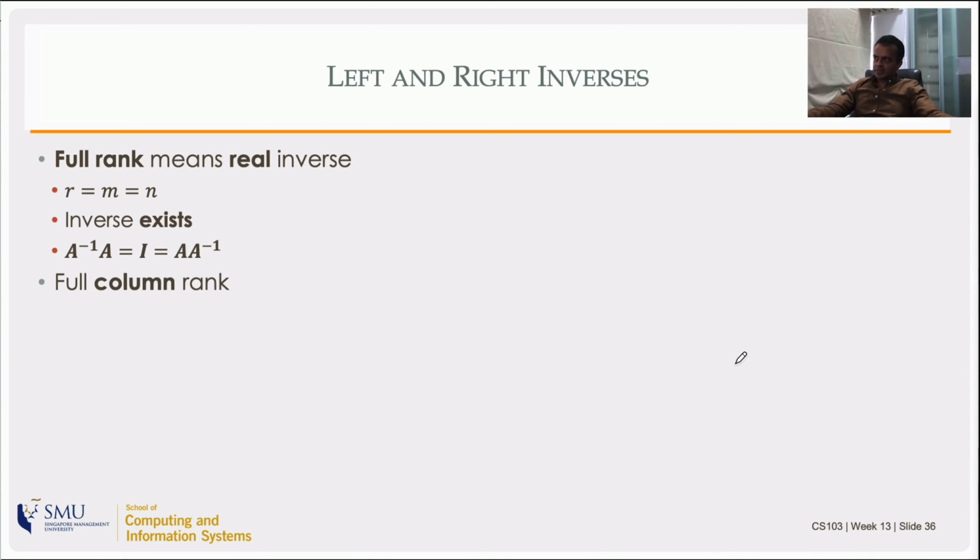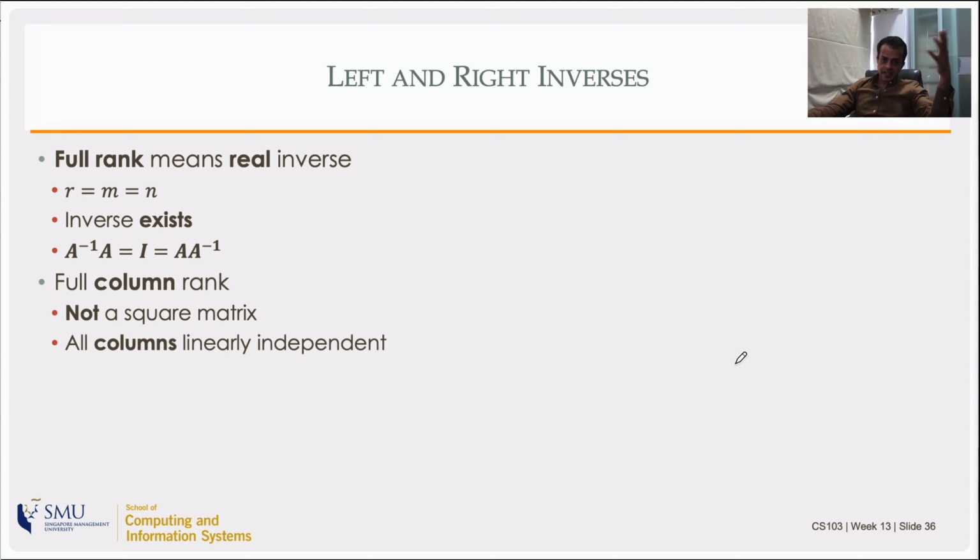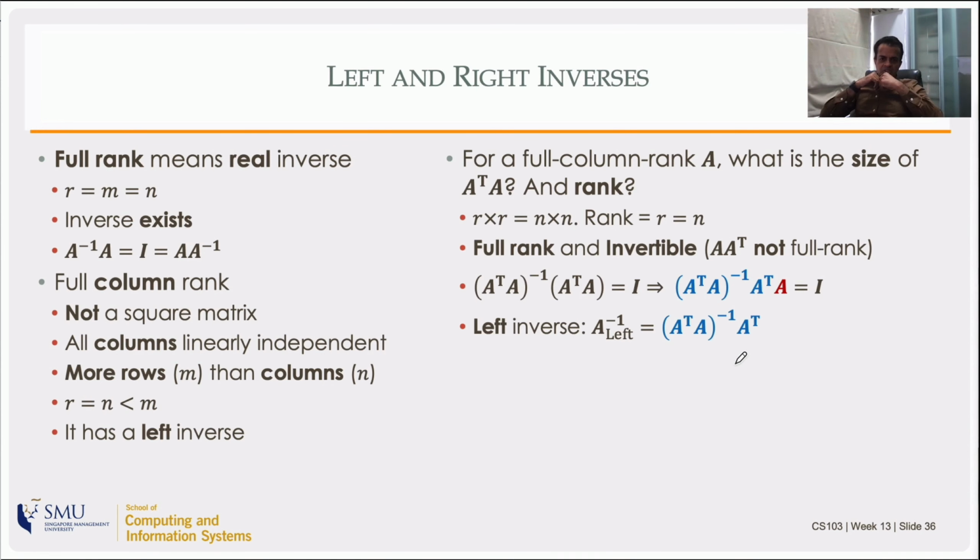But if it is a full column rank matrix, it's not a square matrix, so it doesn't have an inverse. But we know that all columns are linearly independent. The rank is n because there are n linearly independent columns, and it's got more rows than columns. If you consider A transpose A, that matrix is going to be a smaller matrix because n is much smaller, and A transpose A will have the size n by n.